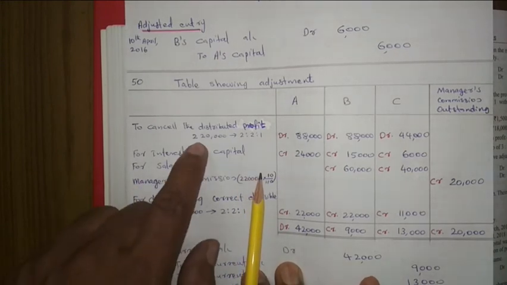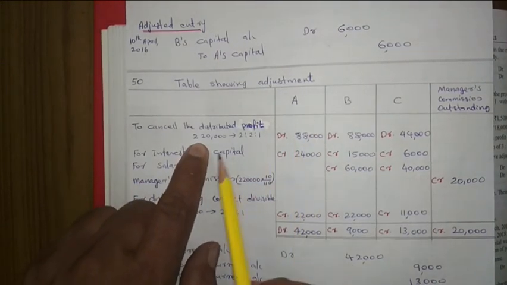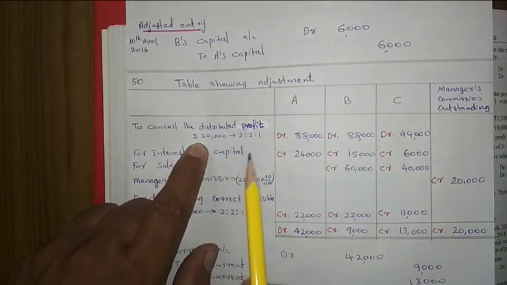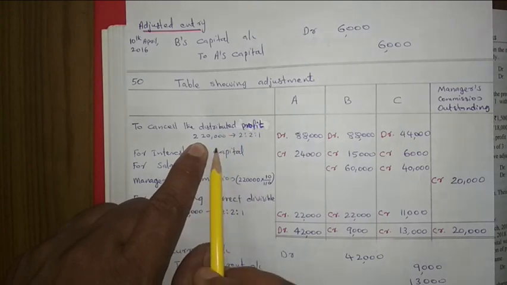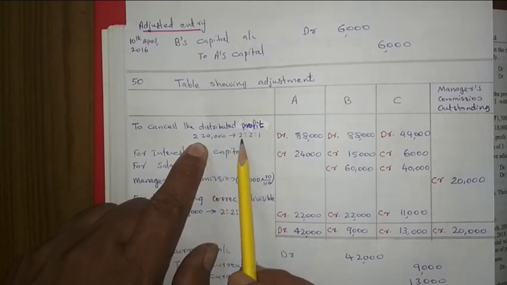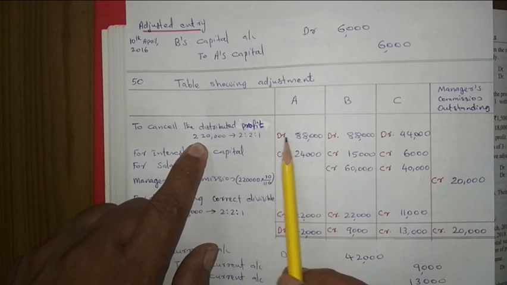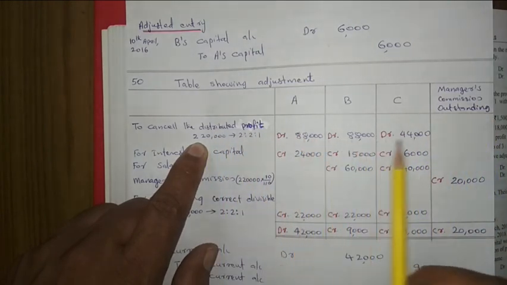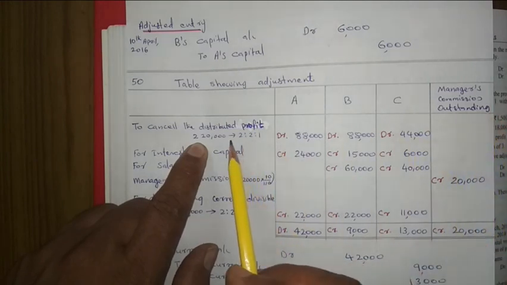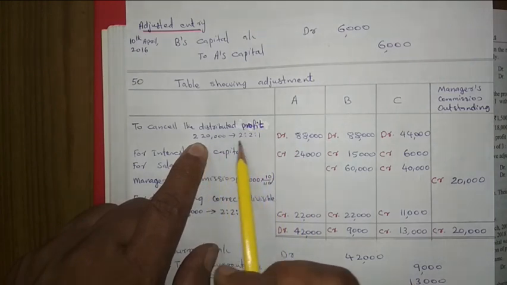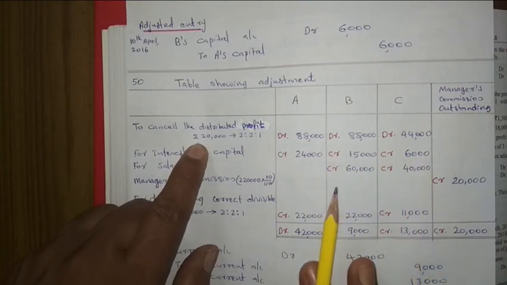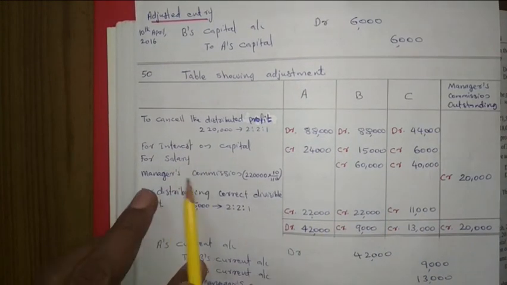Firstly the profit which is distributed we are cancelling first. To cancel the distributed profit, 2,20,000 was the profit that we cancelled in the profit sharing ratio 2:2:1. That is why we are debiting among the partners only. That profit we did not give to the manager. The manager is getting commission only, so the manager will not get profit. So this profit was distributed among the partners only. That is why we are cancelling among the partners only. We are debiting.